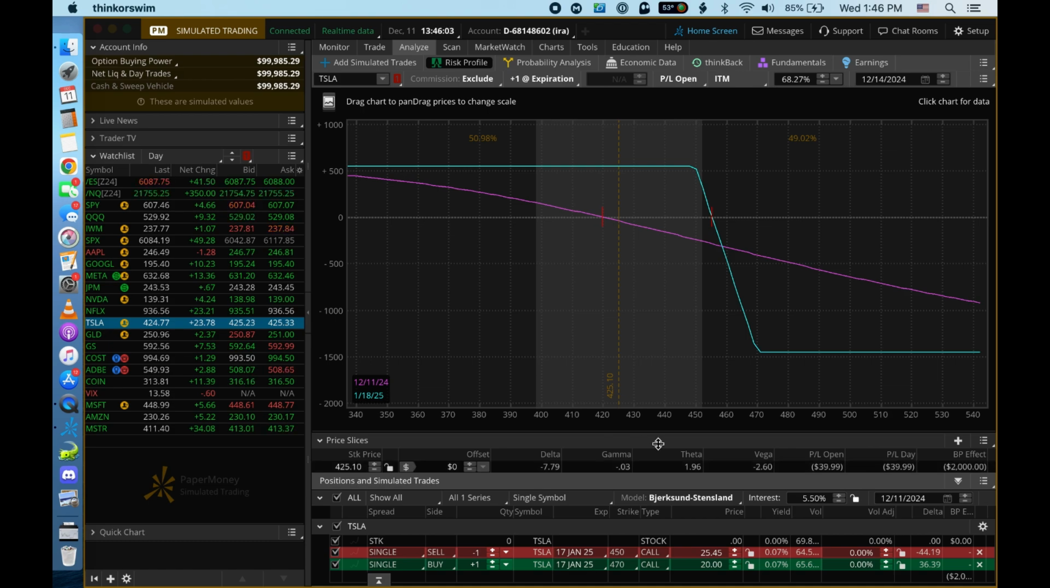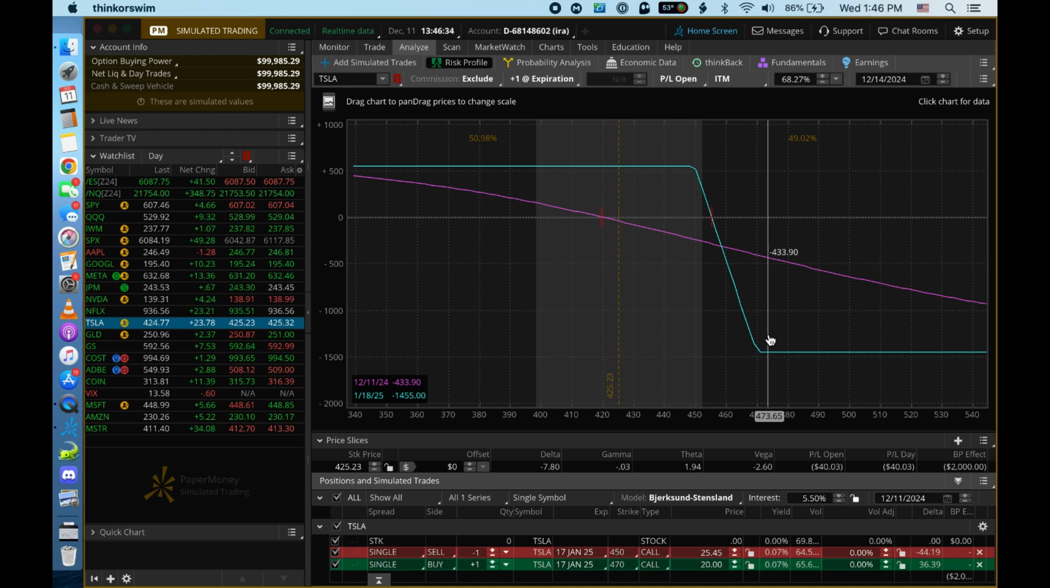And with theta, we have a net positive theta, which means we are collecting money every day due to time decay. But as the stock moves upwards and crosses this break even point, at some point this theta is going to turn negative. And that means we're going to be losing money every day because the theta from the long call will overpower the theta from the short call.